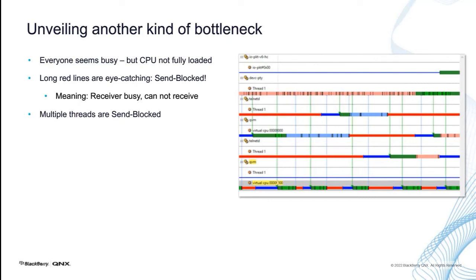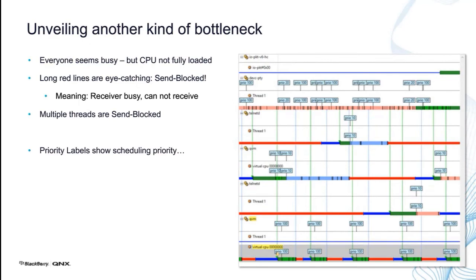What we can do now is we can turn on priority labels. They show us whenever the priority of a thread changes. And what do we see? We see the defcpty, this console driver thread priority, is changing very often. What is this? Is this priority inheritance?